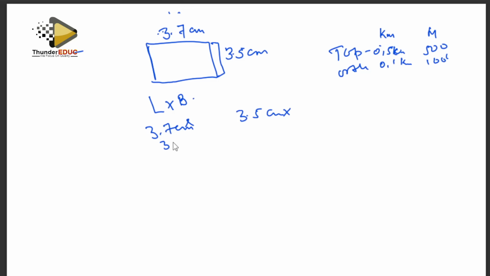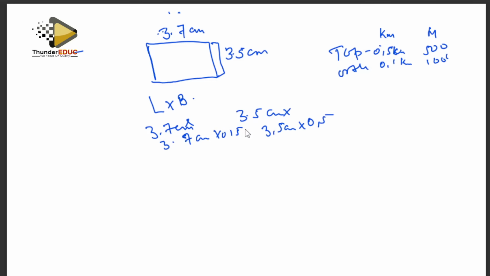So we say 3.7 centimeters, we multiply it by 0.5. Then we come here, 3.5 centimeters, we multiply it by also 0.5. Why 0.5? Because they want the answer in kilometers. I hope we're together, guys. If you have any question, you can just share it in a comment.